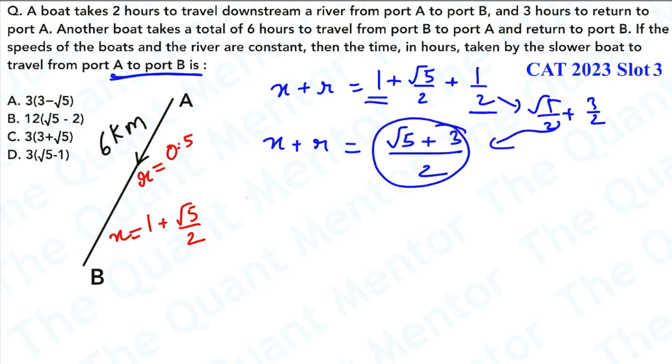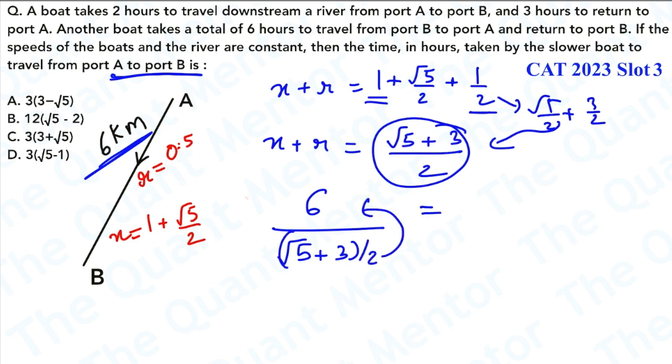That's your speed and the distance is worth 6 kilometers. The time will be distance upon the speed. So 6 divided by root 5 plus 3 upon 2, right? So upon 2 I can take it upwards. I will get 12 divided by root 5 plus 3 or 3 plus root 5. Now, unfortunately, this does not match with any of the options. We have a red herring option though, where the 12 is visible. So many people may get confused and mark B as the answer.